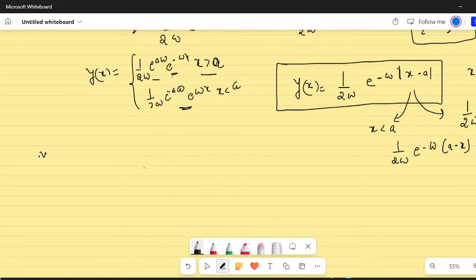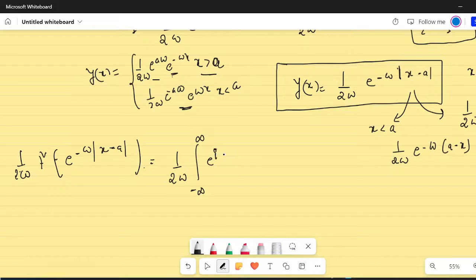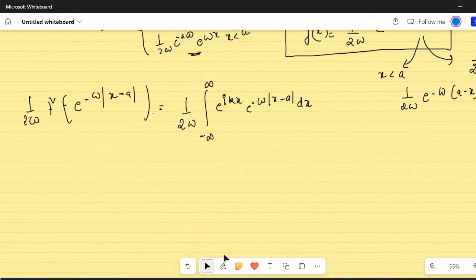So if I want to find the Fourier transform for this particular function, which is very complicated, I'll write 1 upon 2 omega, e to the power minus omega mod of x minus a. Then it will be 1 upon 2 omega, integration from minus infinity to plus infinity, e to the power iota k x, e to the power minus omega modulus of x minus a, dx. So I'll break it in two parts: one part from minus infinity to a, the other part from a to infinity.